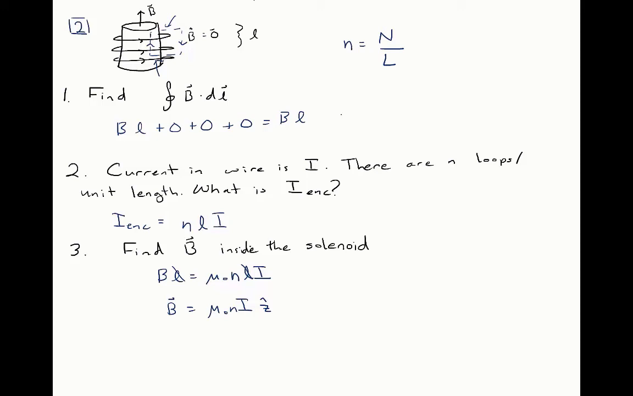It requires a lot of cleverness. If you want to read more about some interesting geometries in your textbook, they talk about a toroid, which is a donut shape with wire wrapped around it. That one's an interesting one to try out too.